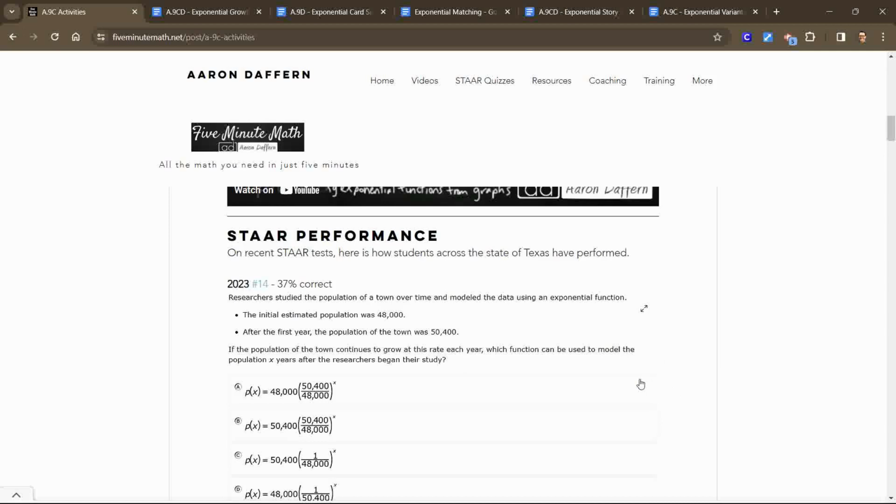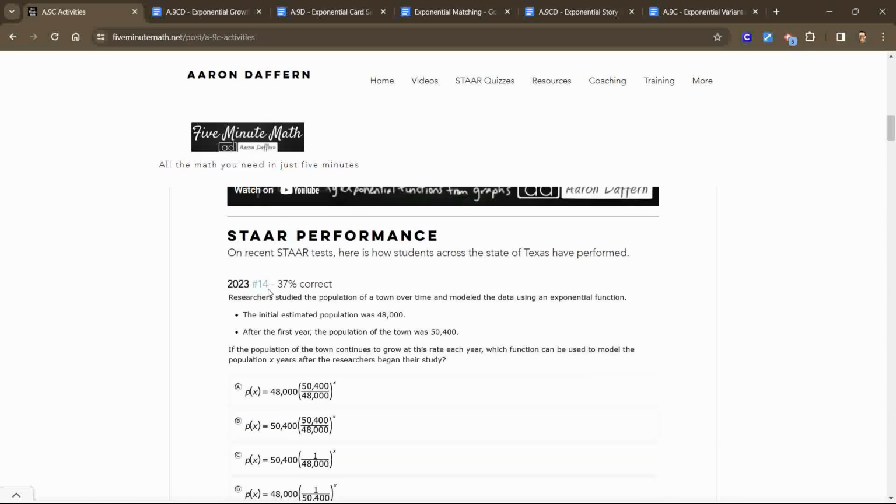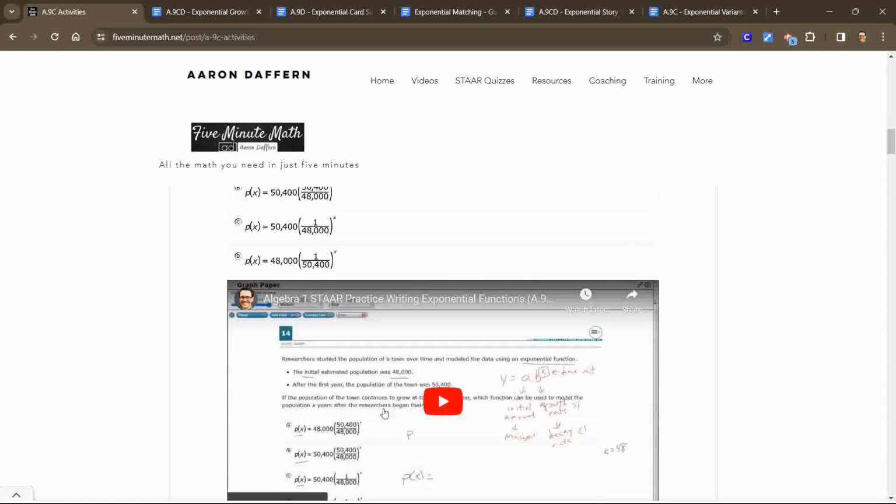The reason I'm doing this is because of our most recent STAR test. The 2023 STAR test, we had some pretty poor performance on this standard. It was tested twice. The first time it was number 14, and here's the problem itself. Only 37% got it correct. The really difficult part was the rate was not given to students as simply a percent or a decimal or anything like that. They had to represent the rate. Take a look here. They had to represent the rate as a fraction. So that probably threw some kids off.